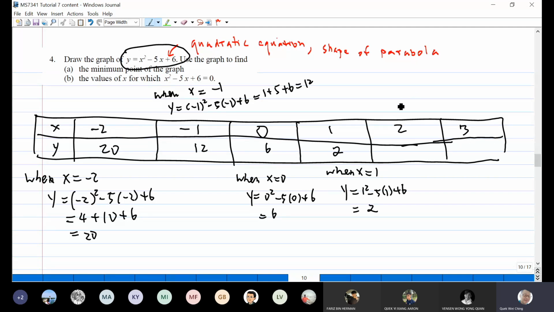Then you see what happened when x equals 2 now. When x equals 2, y equals 2 squared minus 5 times 2 plus 6 here. This is 4 minus 10 plus 6 here. You get 0.